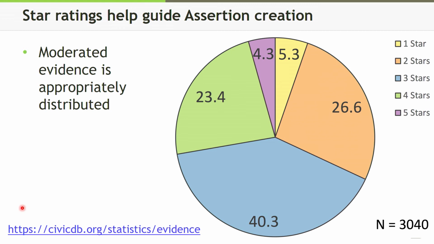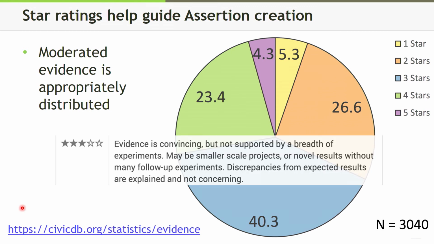So from 1 star to 5 stars, 5 stars being the best, our 2 outliers are, we've got only about 5% of the database has either 1 star or 5 stars, so the best and the worst. And then we have 2 and 4 stars, about 25% of the database each. And then the vast majority of things in there are average evidence, which is exactly what you'd expect. So 3 stars for us is evidence is convincing but not supported by the breadth of experiments. Maybe it's smaller scale projects, but any discrepancies that might be described are actually explained and not really concerning. So you want that or better to be associated with your assertion.